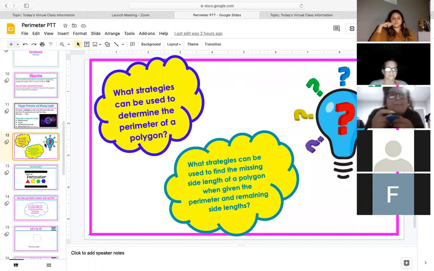Okay, so we've talked about this, right? What are some strategies that can be used to determine the perimeter of a polygon? Adding all the sides. Yes, Karen. Something else? Oh, I guess we don't remember, huh? Okay, I'll refresh your mind. We learned about formulas, right? We learned about using attributes to determine the perimeter of polygons, right?